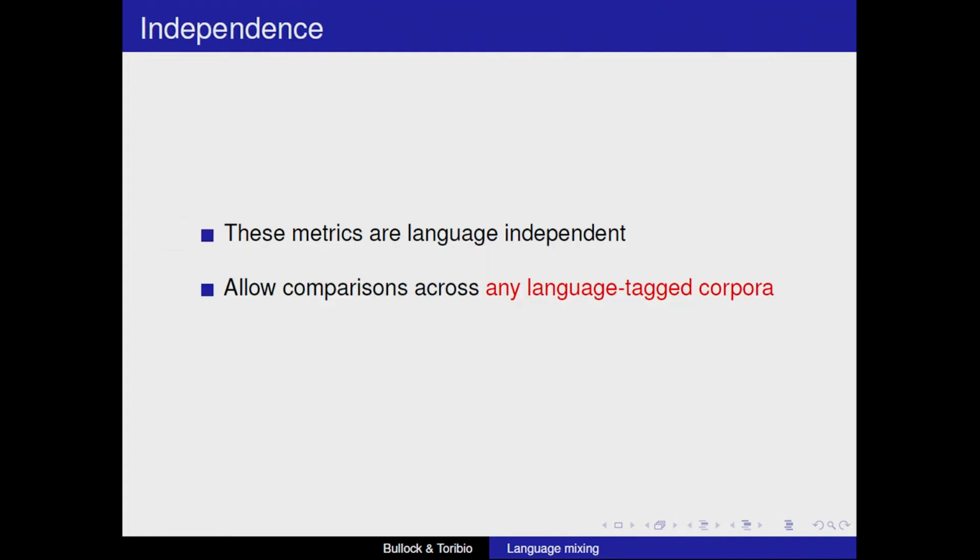Okay. Now, these metrics that we've introduced are language independent, right? So they would allow us to compare any data sets as long as your data set is tagged for language. And so Barbara's going to show you how we can apply this to data that's different from the ones that I've presented so far, and then again also to test some of the theoretical proposals in the literature.